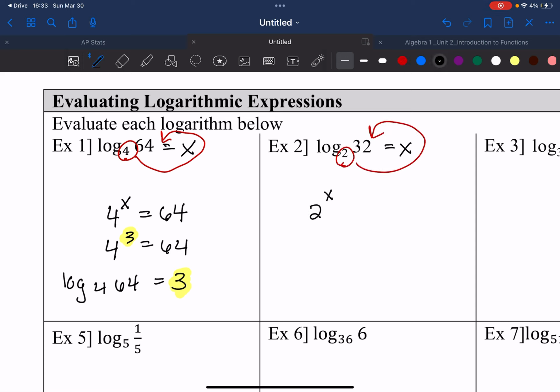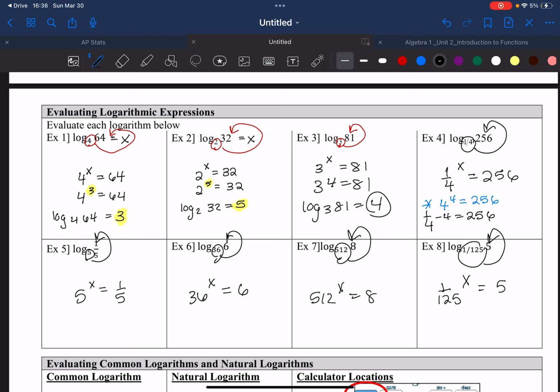Okay, so this is what I just did. Let me do this little note. 4 to the 4th power is equal to 256. But since I have 1/4, instead of saying to the 4th power, it actually would be to the negative 4th power. So 1/4 to the negative 4th power is 256, which means that the log base 1/4 of 256 is equal to negative 4. That's my answer.